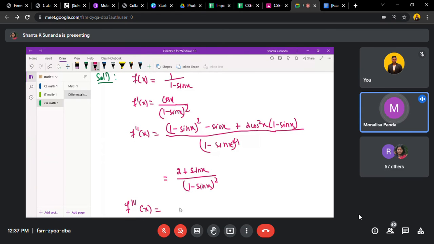It is coming as cos x whole 5 minus 2 sin x here in the numerator. Cos x, yes, you tell me. Cos x whole 5 minus 2 sin x, this is what you are saying, by 1 minus sin x whole cube.